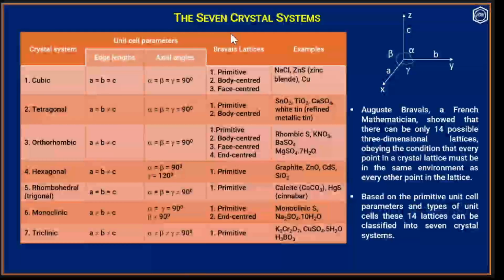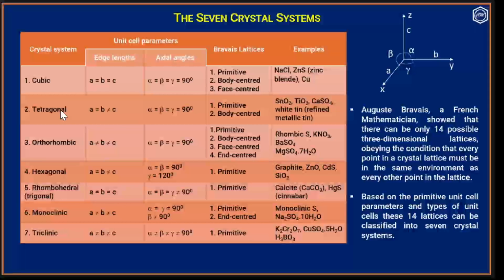And this table shows the 7 crystal systems. And the first one is cubic system. The edge lengths and axial angles. Edge lengths are A equal B equal C. Axial angles are alpha equal beta equal gamma equal 90 degrees. So the number of Bravais lattices are 3. They are primitive, body-centered, face-centered. Some examples are sodium chloride, zinc sulfide, copper metal, etc.